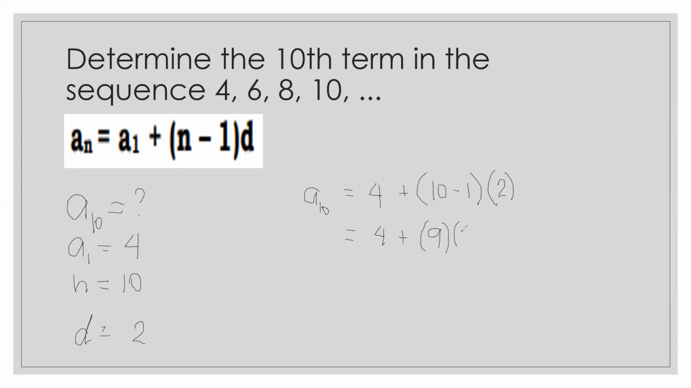Then times 2. Following the PEMDAS rule, wala naman, na-solve na natin ang nasa loob ng parenthesis. Wala tayong exponent. Sunod natin doon ay multiplication. So ang multiplication natin dyan ay yung dalawang parenthesis na magkatabi. So that's 9 times 2.